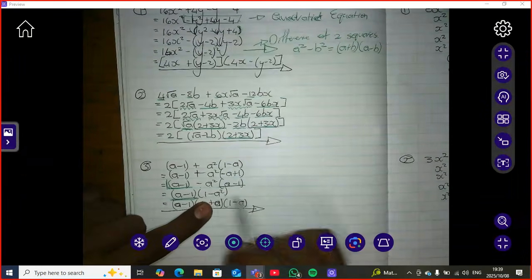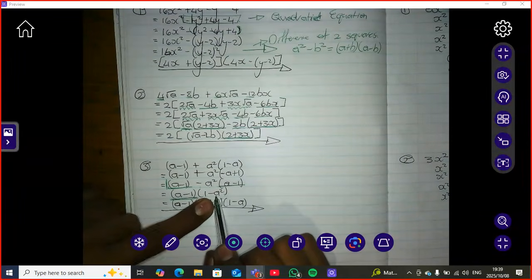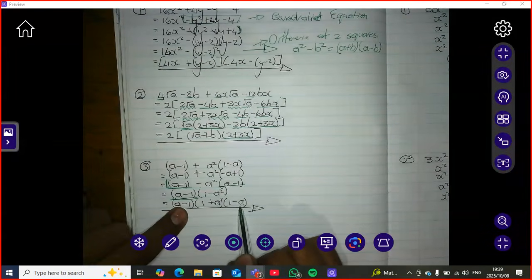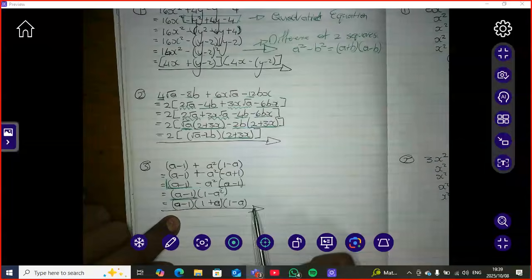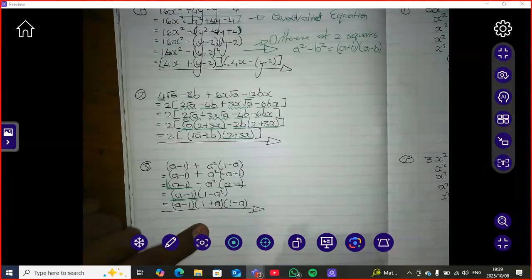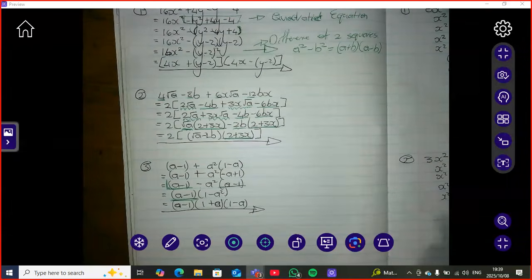Then again, this is a difference of two squares, so I can still expand it. This becomes 1 plus a, 1 minus a. What's my bracket there? And I can leave this as is. I don't need to change anything around. This is my final answer. Simple, right? Perfect.